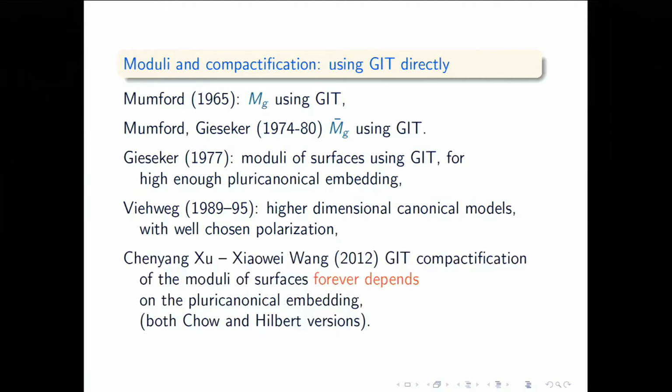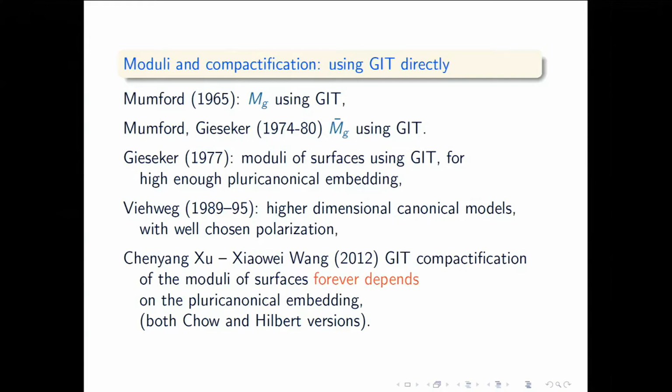Now for compactifications, this is where the bad news came. It was Xu and Wang who proved that there is a problem: if you follow the Gieseker method and you choose higher and higher embeddings, then you get different compactifications forever. So there is no stabilization. For curves, I think if your embedding is by five times the canonical class or higher, then you get the same compactifications. But Xu and Wang proved that for surfaces, you get different compactifications forever. So that's a serious problem from this point of view. We would like to get just one natural compactification.